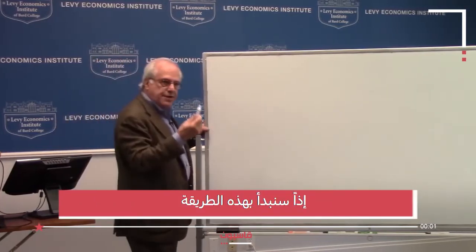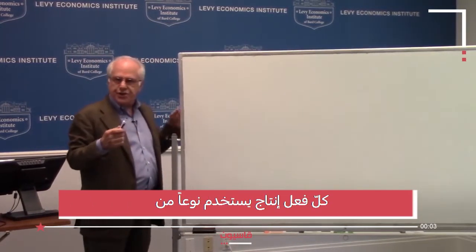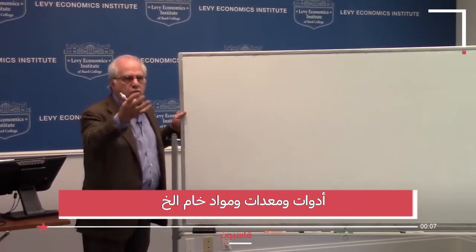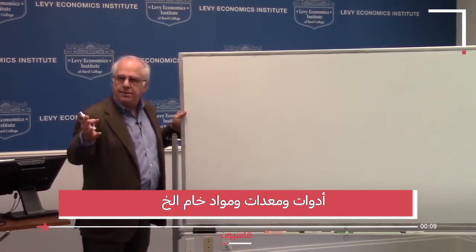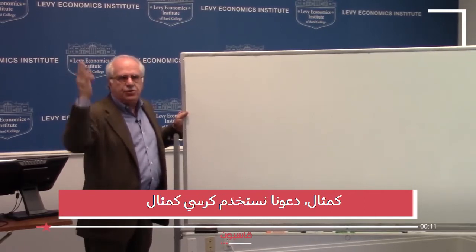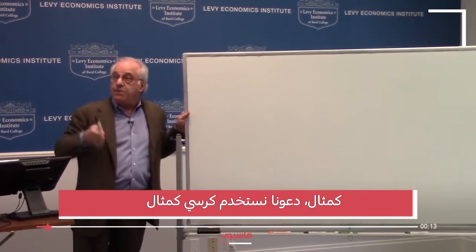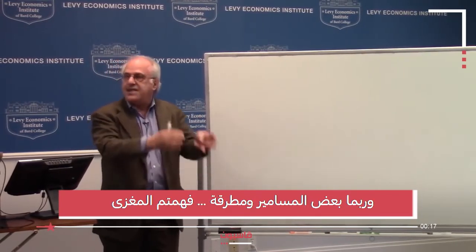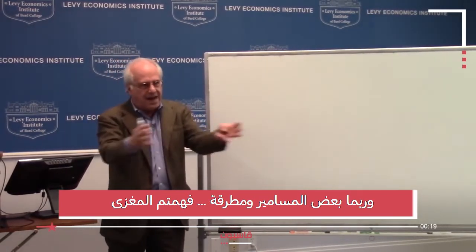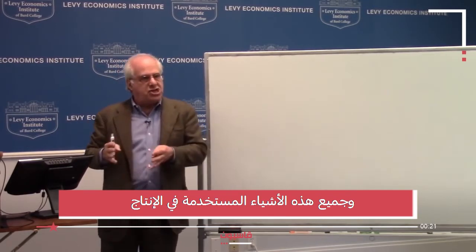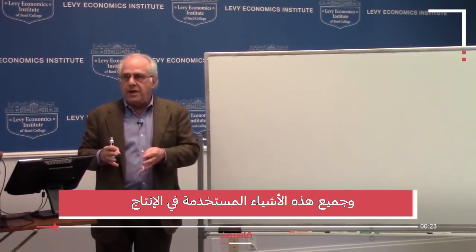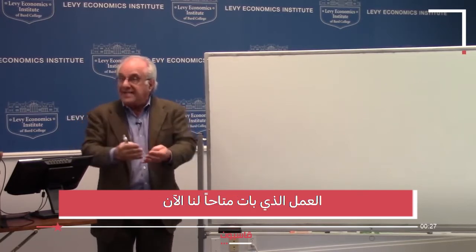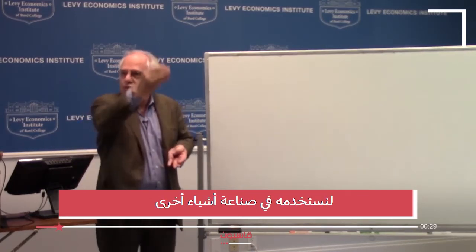So we're going to start this way. Every act of production makes use of some kinds of tools, equipment, raw material, whatever. For example, let's use a chair as an example. If you're going to make a chair, you need some wood and some glue and maybe some nails and a hammer, and you get the idea. And all of those things that are used in production were made by human beings, labor that's now available for us to use to make more things.